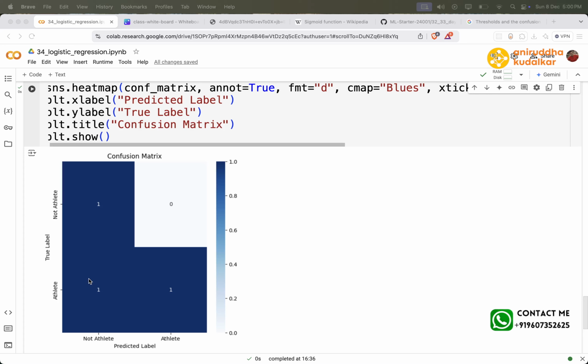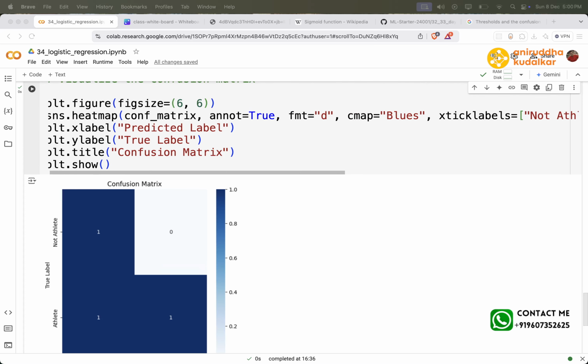So when you say TP, this is called TP, true positive, 1. Correctly predicted athlete. True negative, 0. Correctly predicted non-athlete. False positive, this one. It is an athlete but predicted as not athlete, false negative. False positive, 0, no correct prediction of the athlete. False negative, no incorrect prediction of the non-athlete, this one.